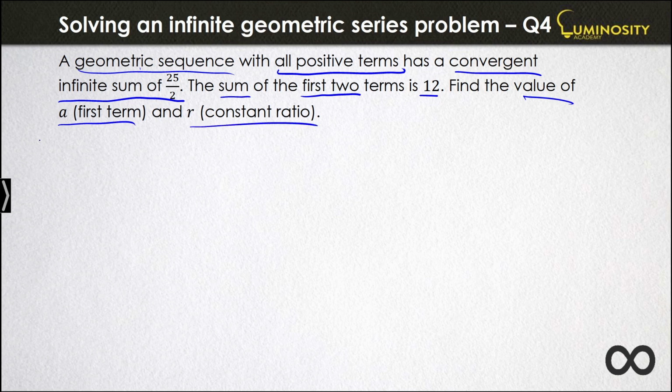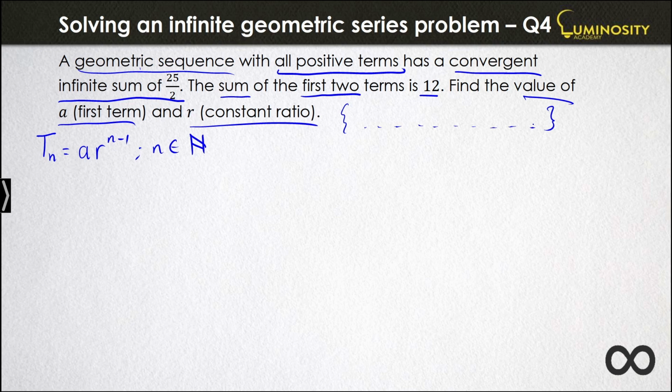So first of all, we know it's a geometric sequence. T sub n equals a times r to the n minus 1, where n is a natural number. We are told that all the terms are positive. So when we list out this sequence here, they should all be positive numbers. So that's pretty important. And we know that it has a convergent infinite sum.